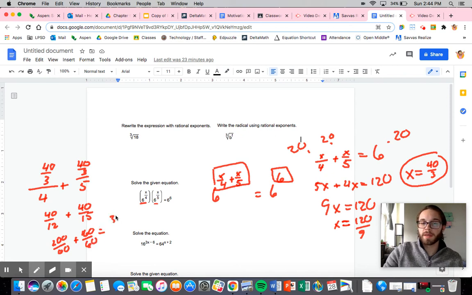So that would be 360 over 60, which is 6. Okay, so that is right. I know it's not exactly pleasant to look at or pleasant necessarily even to do, but it does simplify down to 6. Okay, so your answer is just 40 over 3.